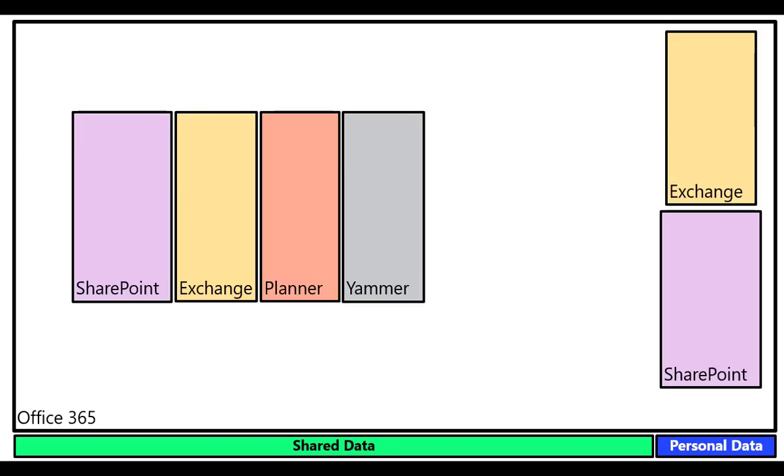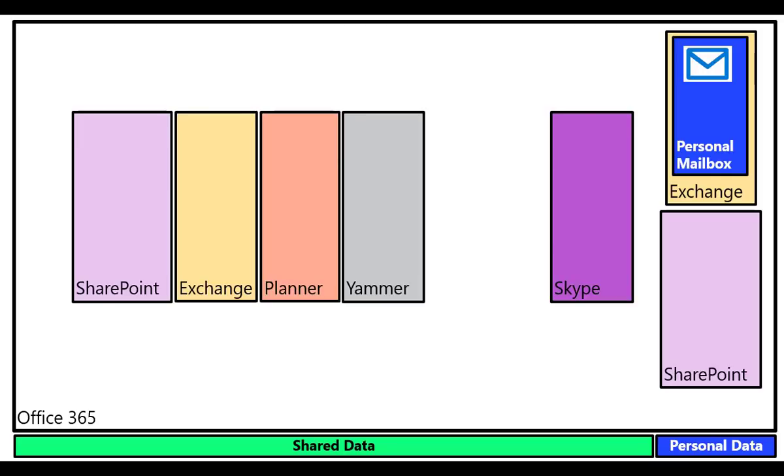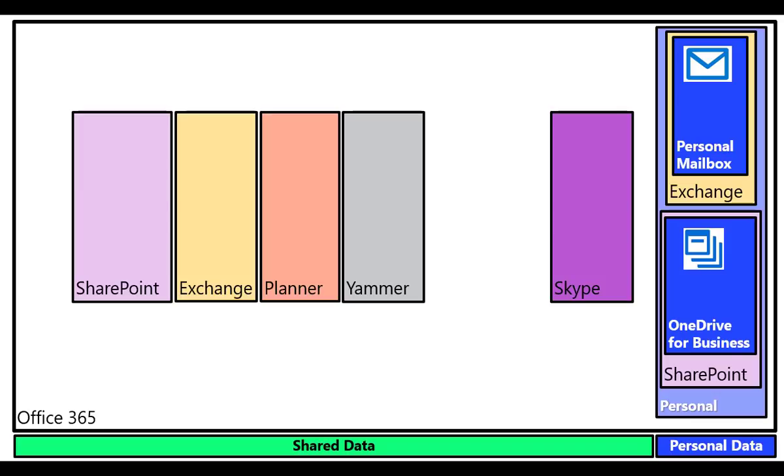Okay, so where does Teams fit into the whole collaboration aspect in Office 365? Well, generally, you have an area for shared data and personal data. That all lives in Office 365, as I've mentioned, and typically you can have the individual services of SharePoint, Exchange, Planner, Yammer, Skype, so on. The individual location for your emails is your personal inbox, all right, and that's handled by Exchange. The location for your personal files is OneDrive for Business, and that's basically handled by SharePoint technology.